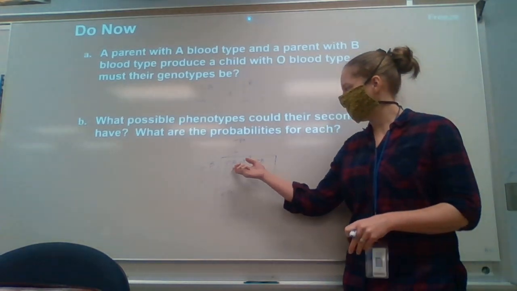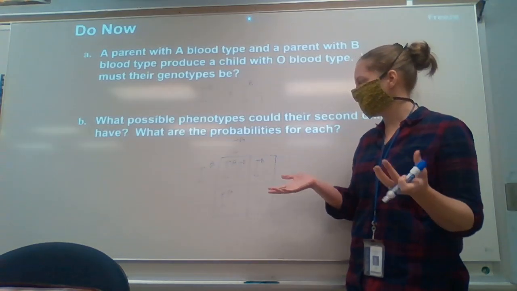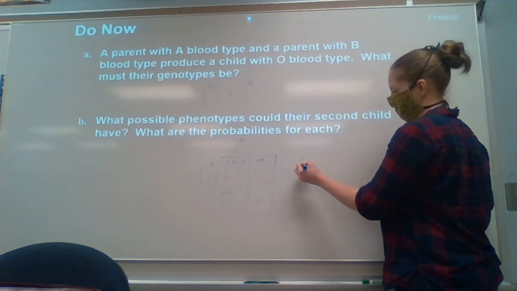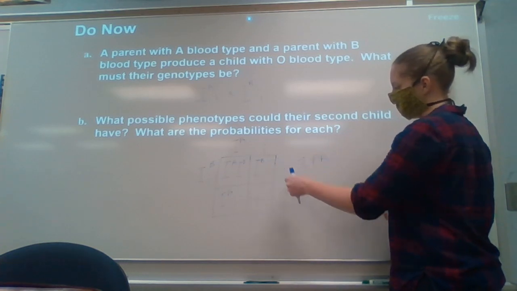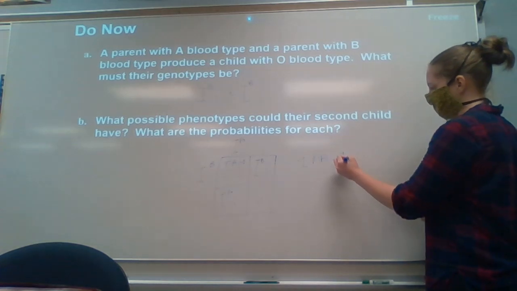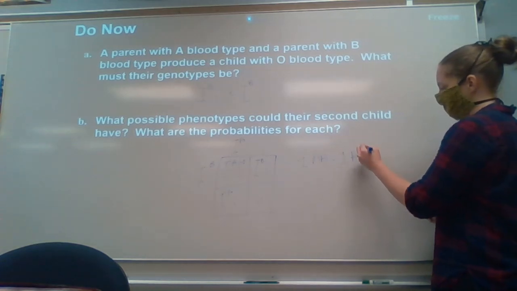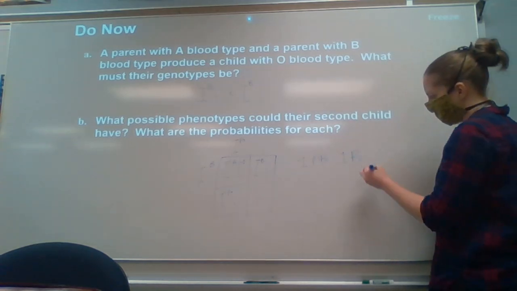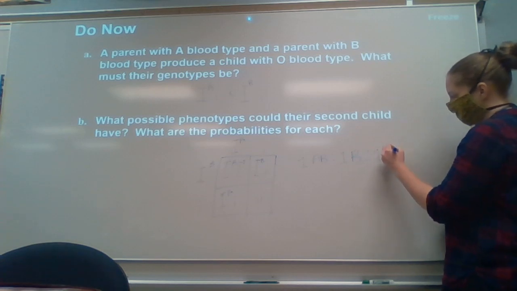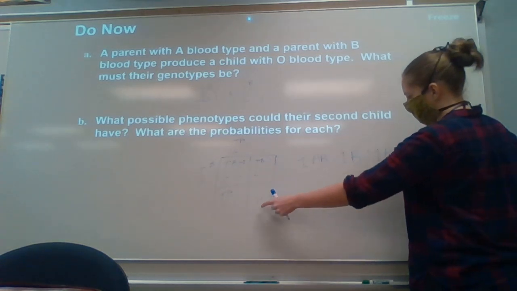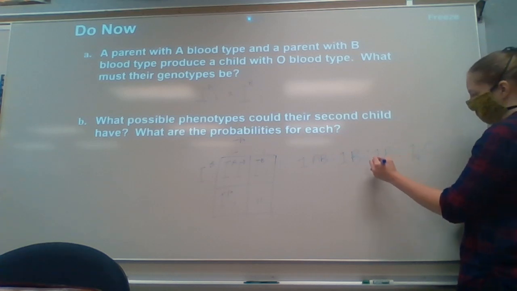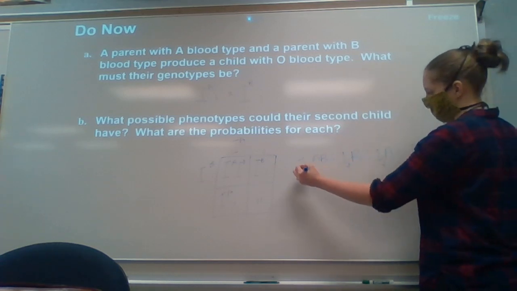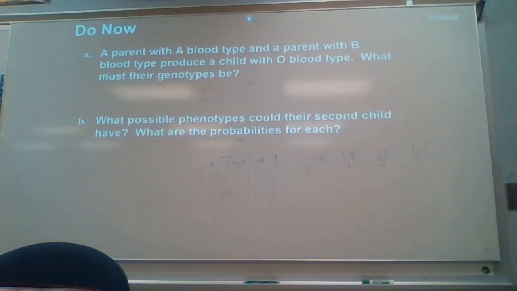This one, if you have the A allele and the B allele, that child's going to have AB blood type. If you have I^B little i, you're going to have B. If you have I^A little i, you're going to have A blood type. And if you have 2 little i's, you're going to have O, right? So you could do 1/4, 1/4, 1/4. That's 1 to 1 to 1 to 1, right?